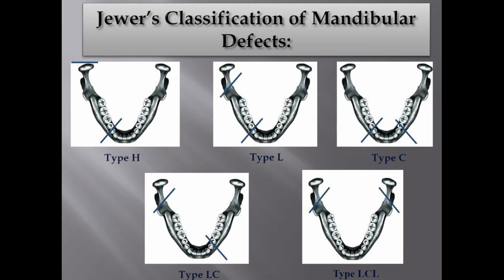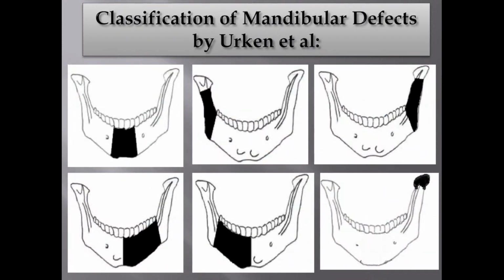Here you can see different connections or combinations between these main 3 types: H, L, and C defects. LC defects will be lateral with a central part, and LCL means 2 lateral defects of the mandible and a central part, of course, too.